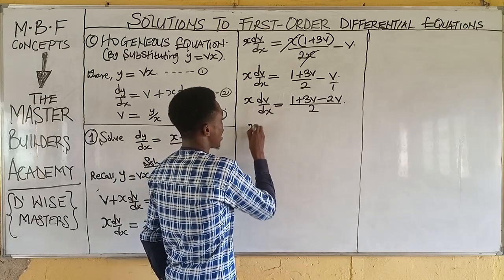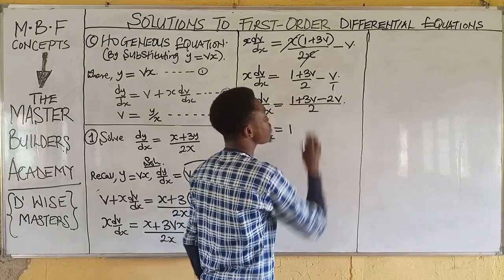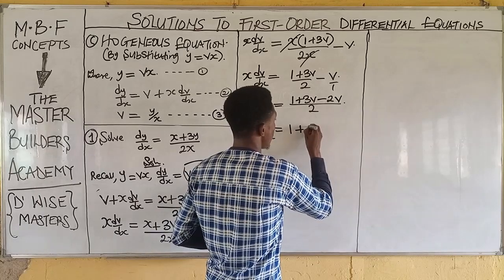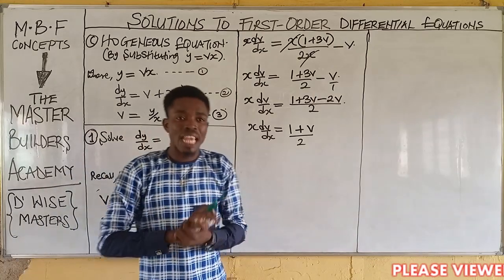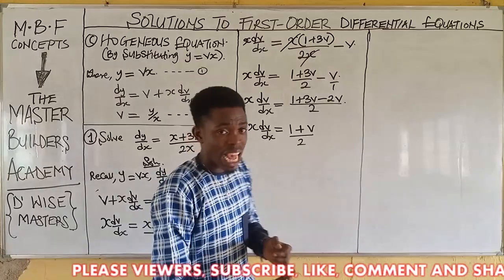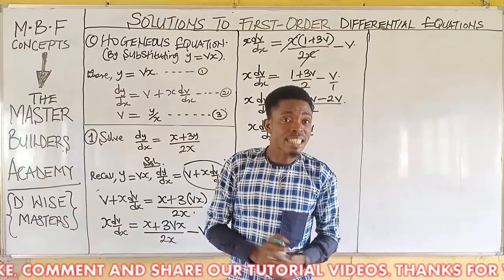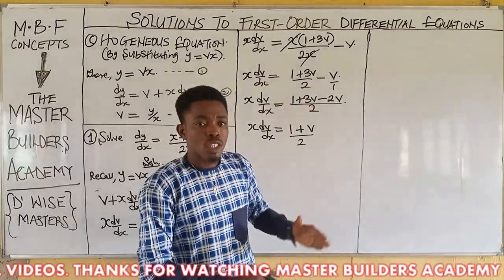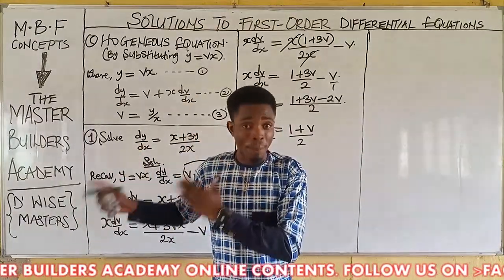Then guys, we have x dv over dx is equal to 1 plus 3v minus 2v. We are going to have this as what? Just 1 plus v over 2. Now guys, at this point where we are, you will find out that we now have a function of x and a function of v. Now understand that v is representing y. Therefore, all v functions must occupy the left hand side, while all x functions will occupy the right hand side.